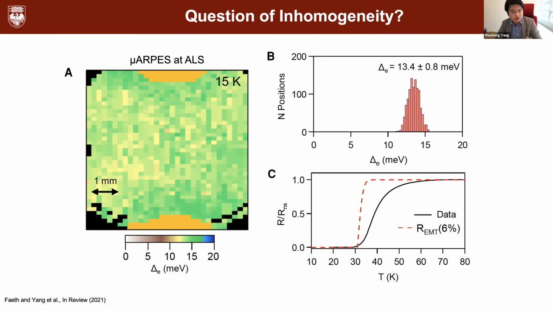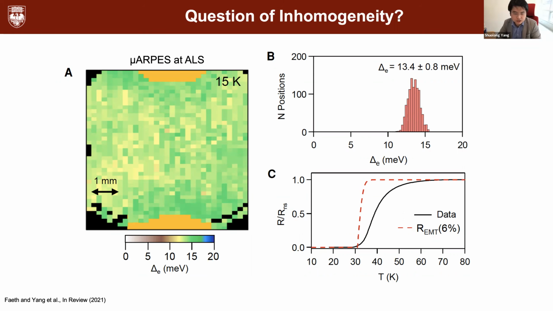So to answer this question, we have to look at different spatial scales, reflecting on my earlier discussion. We went to the Advanced Light Source at Berkeley and performed micron-scale spatially resolved ARPES. And this is a two-dimensional map of the superconducting gap. You can see that there is some variation, but it's centered around 10 to 15 meV for this gap. If you do some statistics of the superconducting gap, you can see this histogram has a very strong focus around maybe 13 meV with a standard deviation of 0.8 meV. So it's not totally homogeneous, but the spread is rather confined across many millimeters.